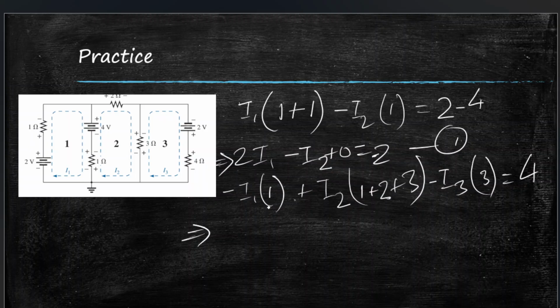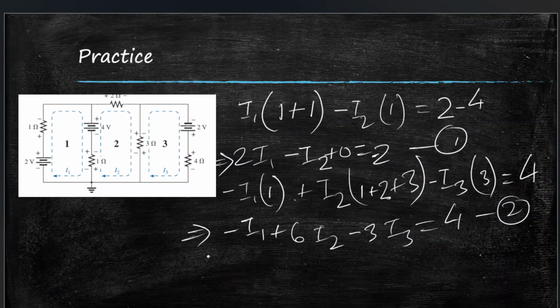And let's rearrange that. We have just minus i1, and then plus 6i2, and then minus 3i3 is equal to 4. That's equation 2.